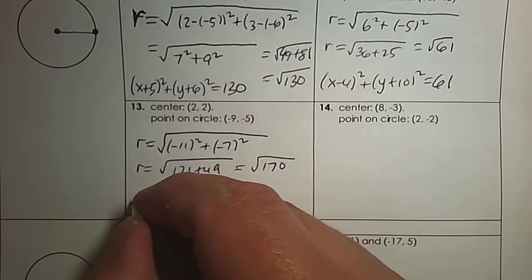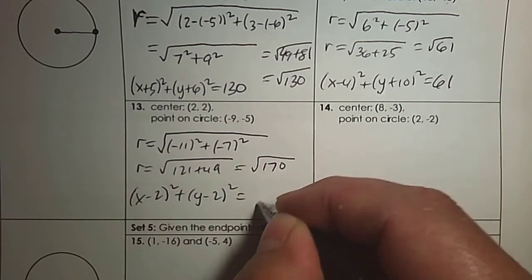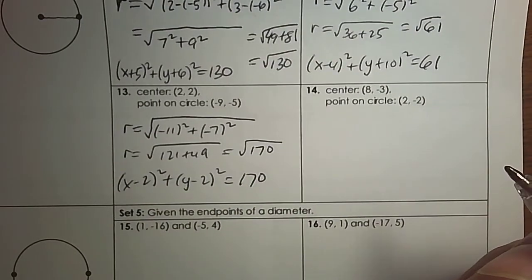So we have the center. So it's x subtract 2 squared, y subtract 2 squared, and then square and square root, just left with 170. Done.